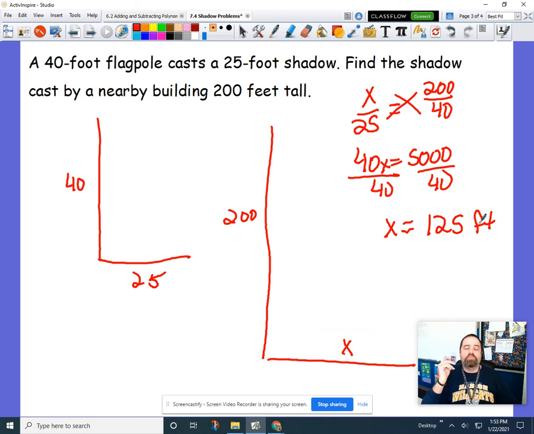Okay. Don't overcomplicate these, okay? These don't need to be big, complicated problems. Just pay attention to, if you're looking for the shadow, it's going to be on the ground. If you're looking for a height, it's going to be up. And pay attention to your two separate pictures.